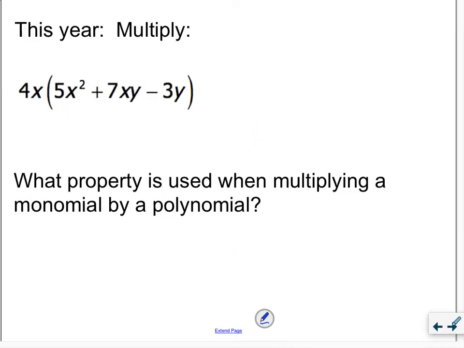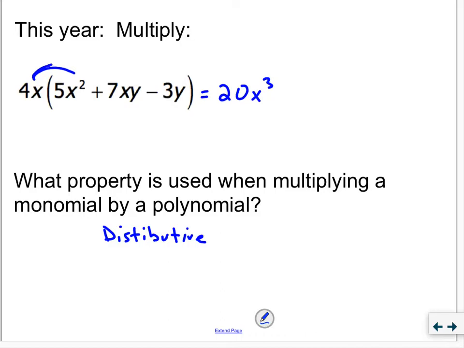This year, though, what if we multiply a monomial by a polynomial? Well, what property are you going to use? Hopefully you said distributive. There we go. The distributive property. Exactly. So we're going to multiply 4x times 5x squared. We just did that before, and we got 20x to the third.